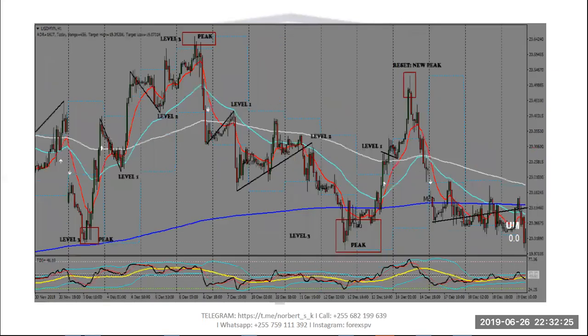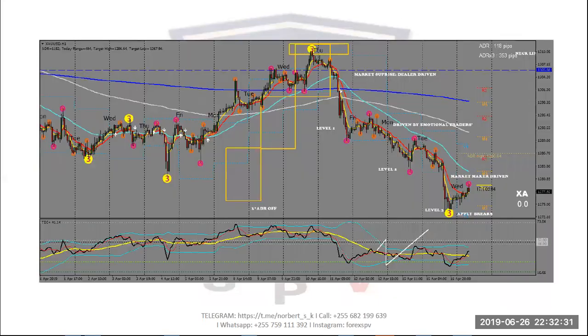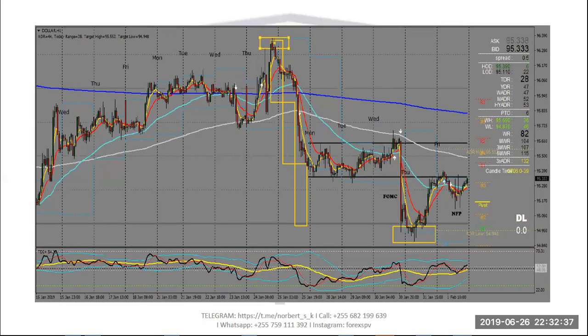So you should understand how to anticipate for the news. Before news release, you should know that the market would go long or would go short, because you know the market makes a cycle.